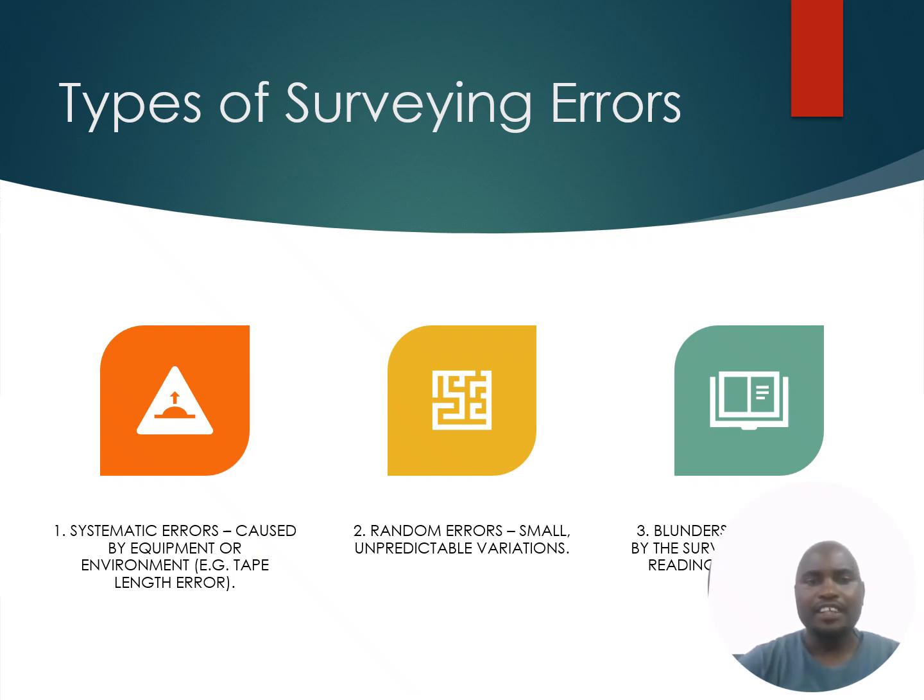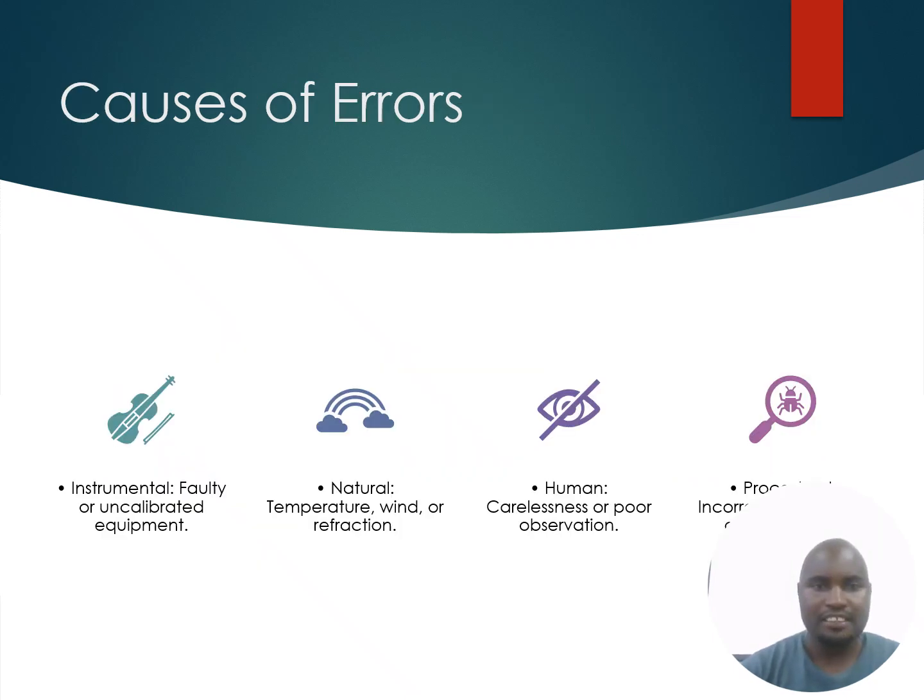The types of surveying errors: we have systematic errors caused by the equipment or environment, e.g. tape errors, and we have random errors, small unpredictable variations, and blunders in the surveying readings. These are our types of surveying errors.